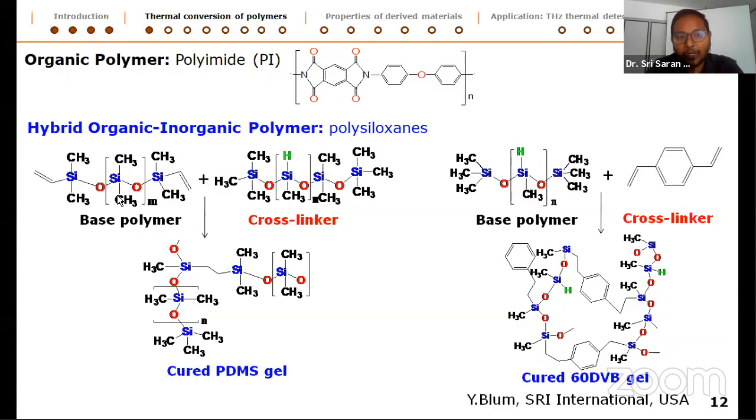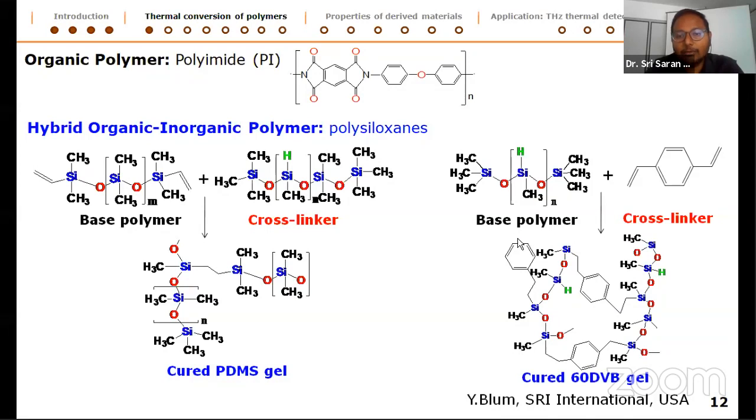We have a base polymer, which is a silicon-oxygen network with methyl groups on the two sides, and also a crosslinker. This crosslinker contains an SiH bond. So when you mix these together, this hydrogen will be removed, and it forms siloxane bonds to get a soft gel-like polymer.